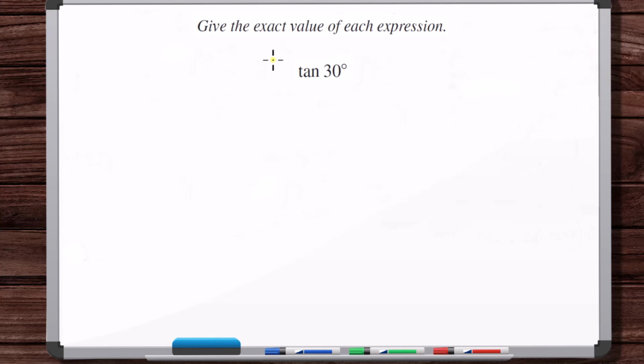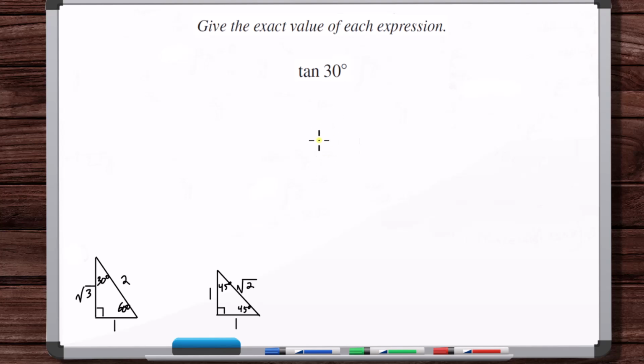All right, find the exact value of each expression. These questions are dealing with the special angles 30, 45, and 60. So let's go ahead off to the side and draw those base triangles. Here's the 30, 60, 90 triangle. This was 2, 1, root 3, and then the 45, 45, 90. We've got 1, 1, root 2.